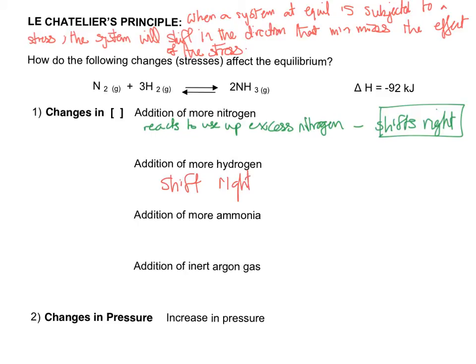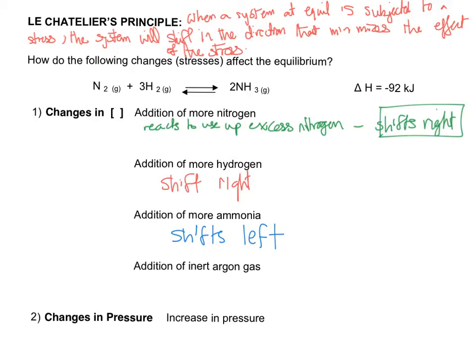Okay, let's say you're adding more ammonia. So now I'm at equilibrium and I'm going to disturb it by adding more of my products. I have too many products. So which way would it shift to use it up, to get rid of that extra? It's going to shift to the left, so that you can use up your extra ammonia.